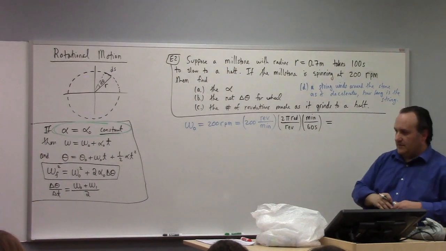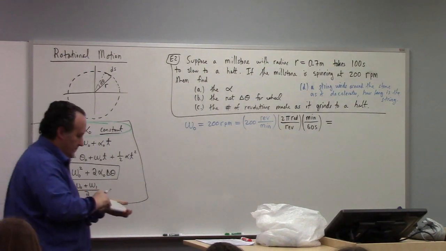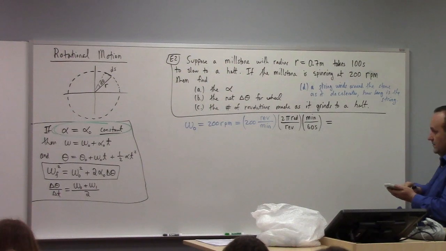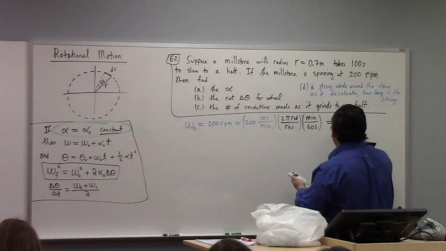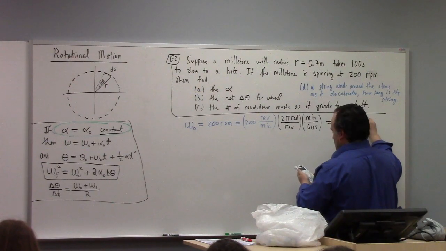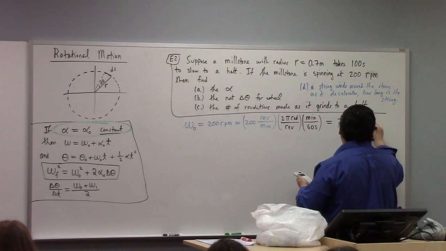All right. Now I need to find a calculator. We got here 200 times 2 times pi divided by 60. I've got about 20.94, something like that. I'll keep one more digit for good measure. 20.944 radians per second. All right.